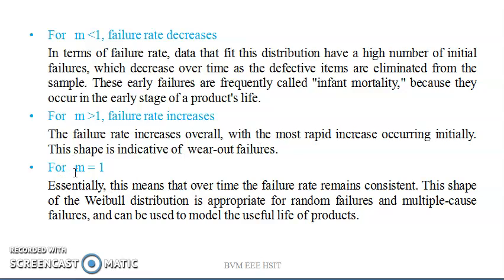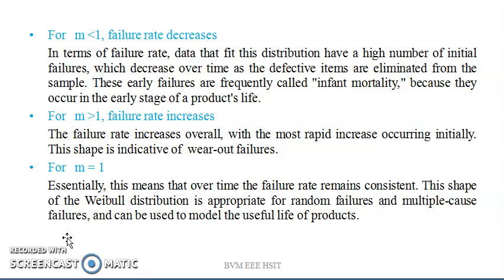And the last one is for the slope equal to 1. Essentially, this means that over time, the failure rate remains consistent. This shape of the variable distribution is appropriate for random failures and multiple cause failures, and can be used to model the useful life of products. So these are some of the probability distributions.